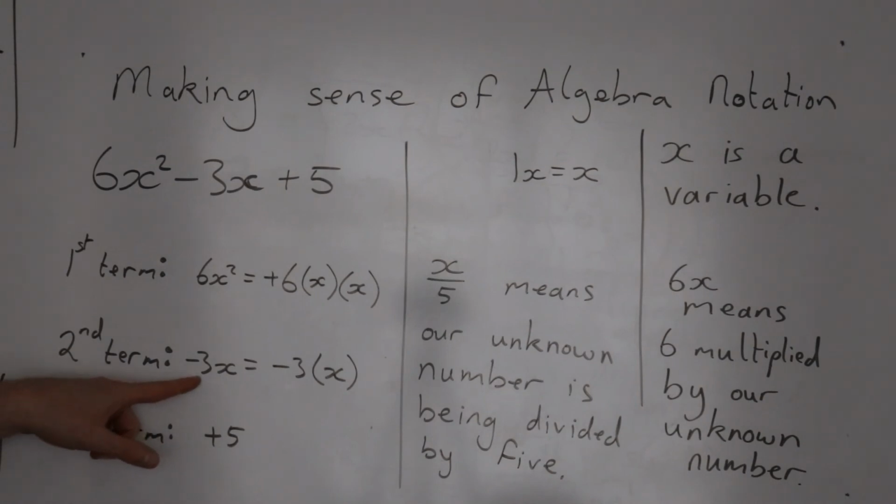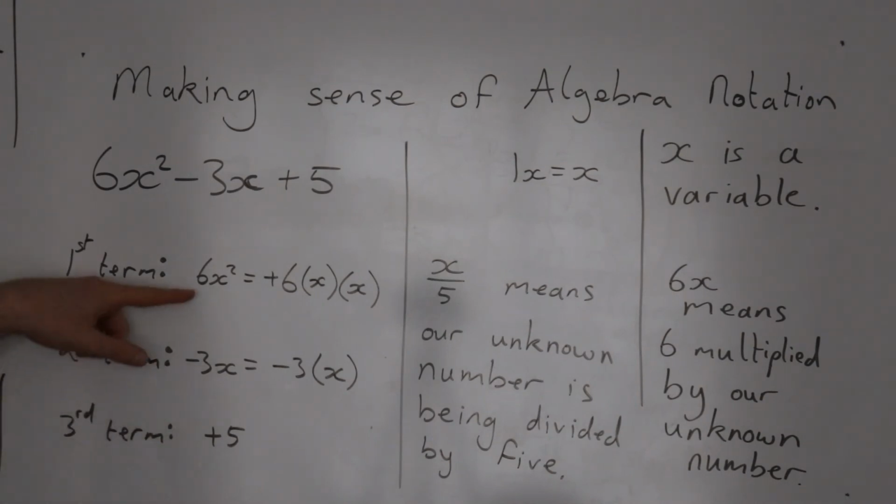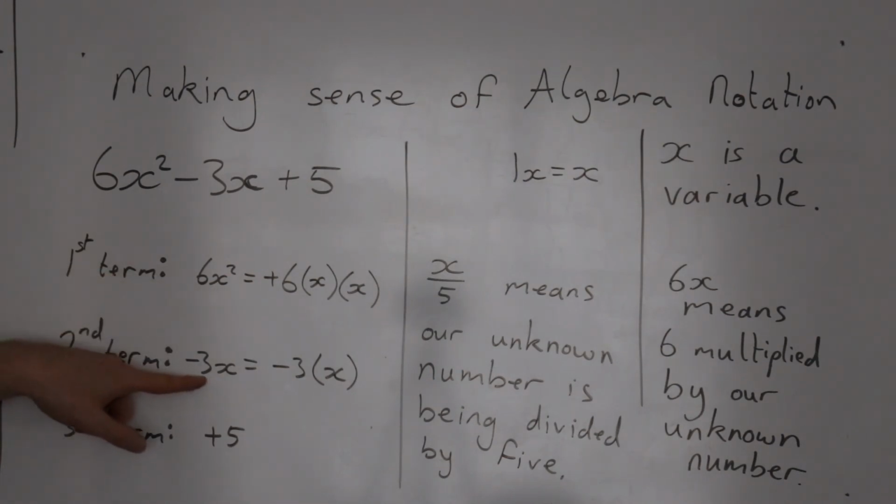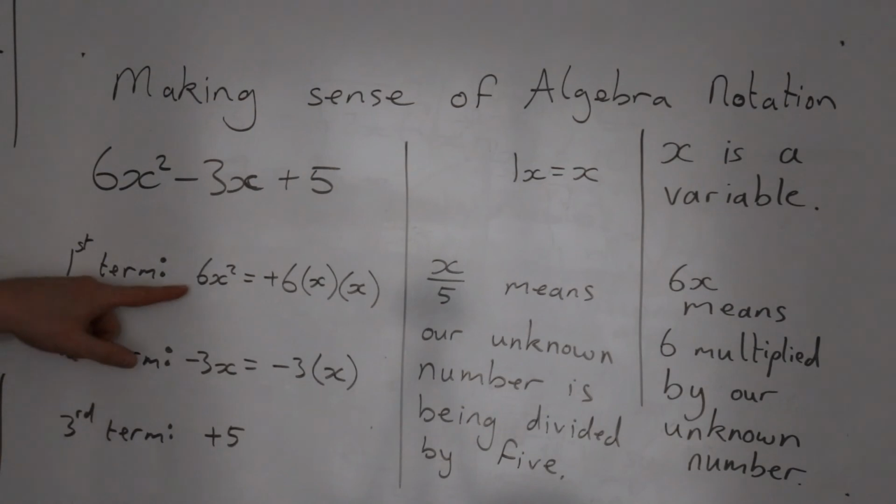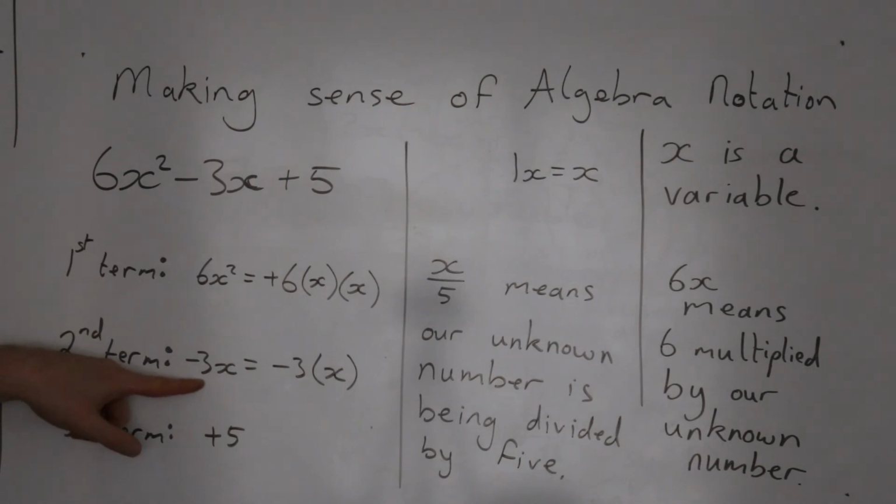We call the minus 3 the coefficient of x. We call the 6 the coefficient of x squared. So that word coefficient is important. The number multiplying x squared is referred to as the coefficient of x squared. The number, in this case minus 3, multiplying x is referred to as the coefficient of x. So we see we have a positive coefficient here, plus 6, and we have a negative coefficient here, minus 3.